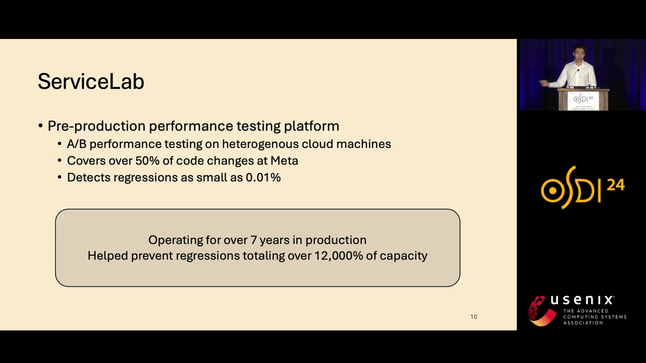So today, I'll talk about ServiceLab. It's our pre-production performance testing platform. We do A/B performance testing on heterogeneous cloud machines. It covers over 50% of our code changes at Meta and detects regressions as small as 0.01%. We've been operating this platform for over 7 years in production, and it's helped us prevent regressions totaling over 12,000% of our capacity.